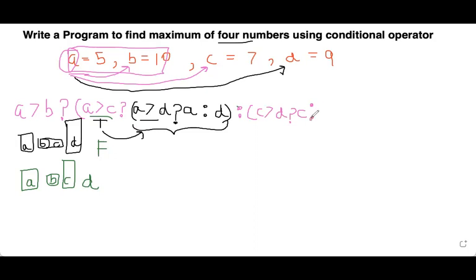Now, we need to write the else part. Now, if C is not greater than D, it is false. It means D is greater than C. So D is greater than C. C is greater than A and B. D is greater than C. It means D will be maximum. So here in the else part, you will write D as maximum.